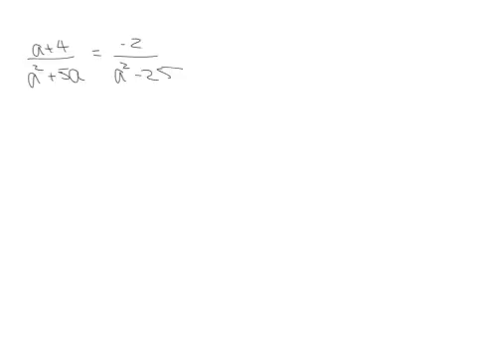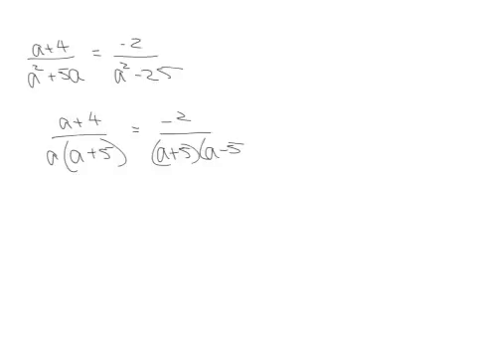Alright, let's see what we've got here. a plus 4 over, we're going to factor out an a, and that equals minus 2 over, and this is the difference of two squares. Okay, so it looks like that. So common denominators would be all the different parts multiplied together.